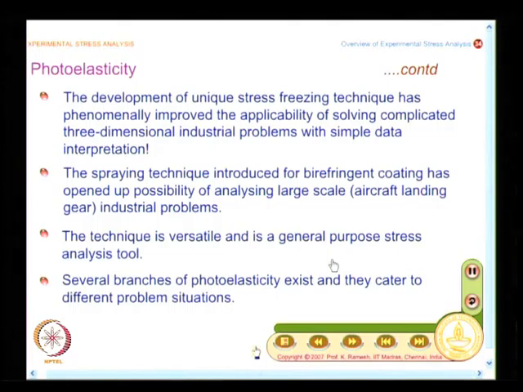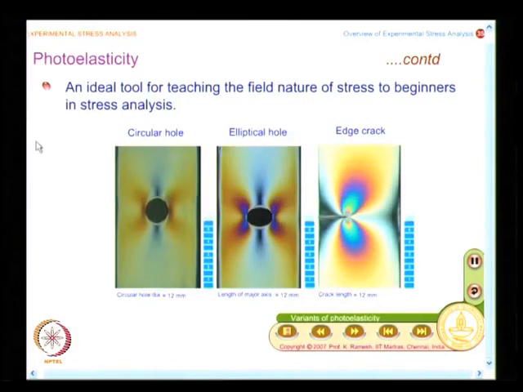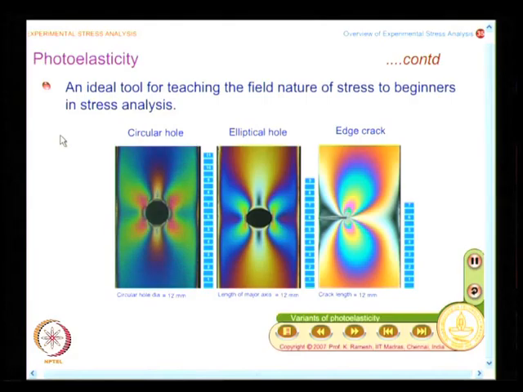And when you go to each technique, what you will find is there are many branches, because each technique by itself is very vast. If you take photoelasticity, we have looked at only 2 variations, one is transmission photoelasticity, another is reflection photoelasticity. Photoelasticity is always an ideal tool for teaching the field nature of stresses to beginners.